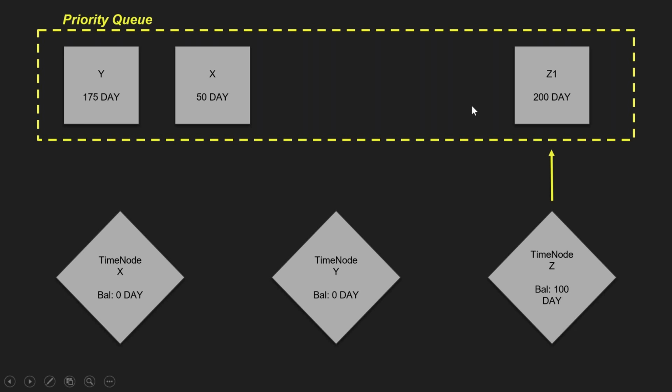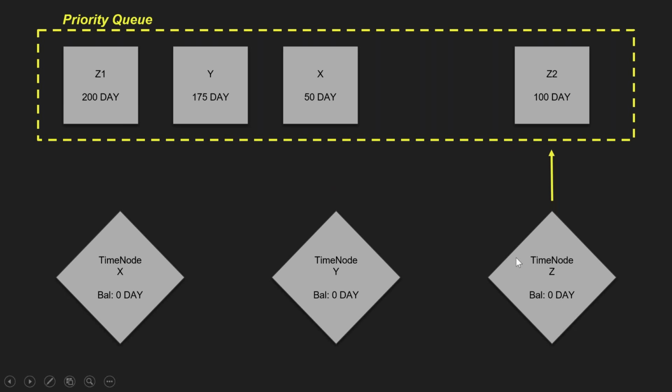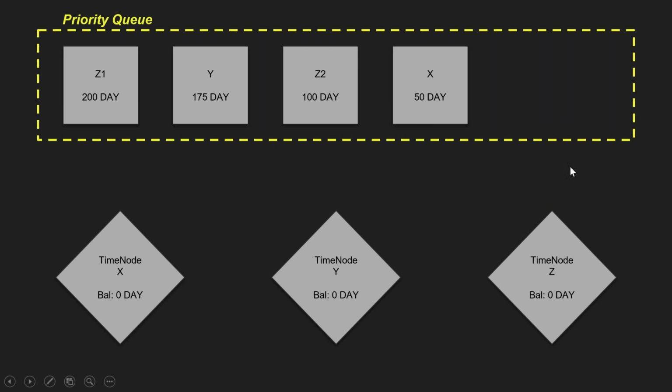Similarly, for time node Z here, it could submit. Now it doesn't have to submit its entire balance of 300 day. If it looks into the priority queue and sees that the highest bond is only 175, it can just send a part of its balance because it knows it only needs to send part of its balance to get to the front of the queue. So in this example, time node Z submits 200 day, and that's enough to push it to the front of the queue. And what do you know? It has 100 more day, which will give it another bond in this queue.